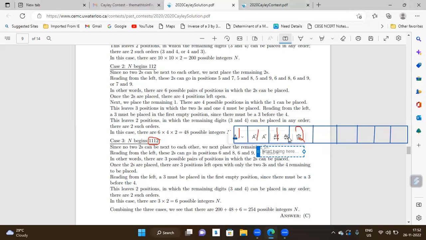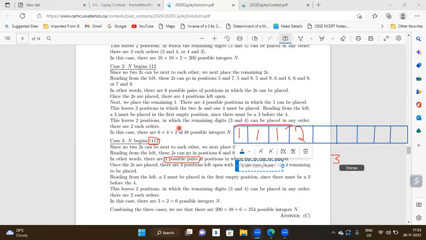Okay. So there's 3 possible pairs for the 2's, and 3 possible positions. And then once you have the 2's, you don't need to place the 1's this time because you already put all 3 1's over here. So the next numbers we have to place are 3 and 4. So again, it's going to be the same 2 positions. You have to put the 3 first, then you can go 3 3 4 or 3 4 3.